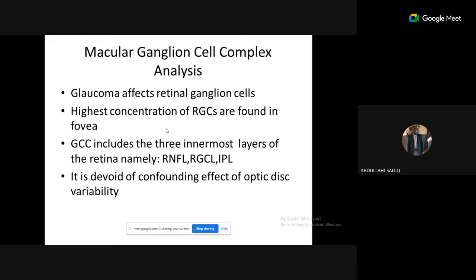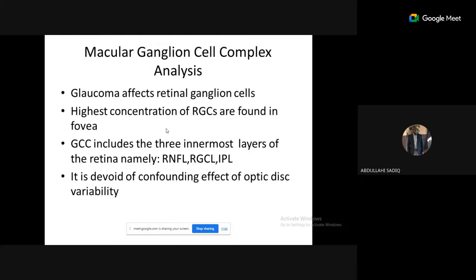Unfortunately, we cannot assess ganglion cells directly, but they have come up with this ganglion cell complex, which actually includes the innermost layers of the retina, which are the retinal fiber layer, the ganglion cell layer, and the inner plexiform layer. So these are taken as surrogates of the ganglion cells. And one of the advantages of this ganglion cell complex analysis is that it is devoid of the confounding effect of optic disc variability. It doesn't matter whether the disc is small or the disc is large.